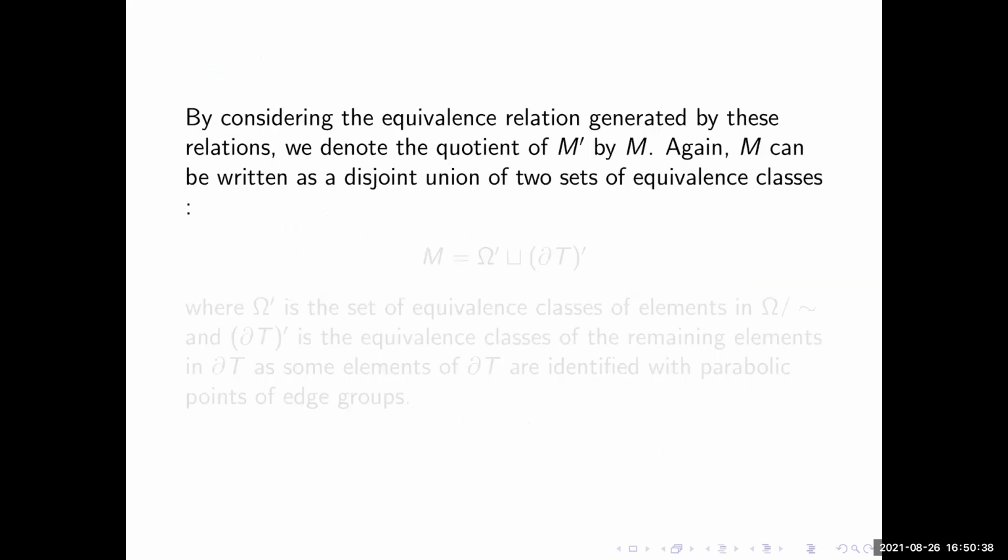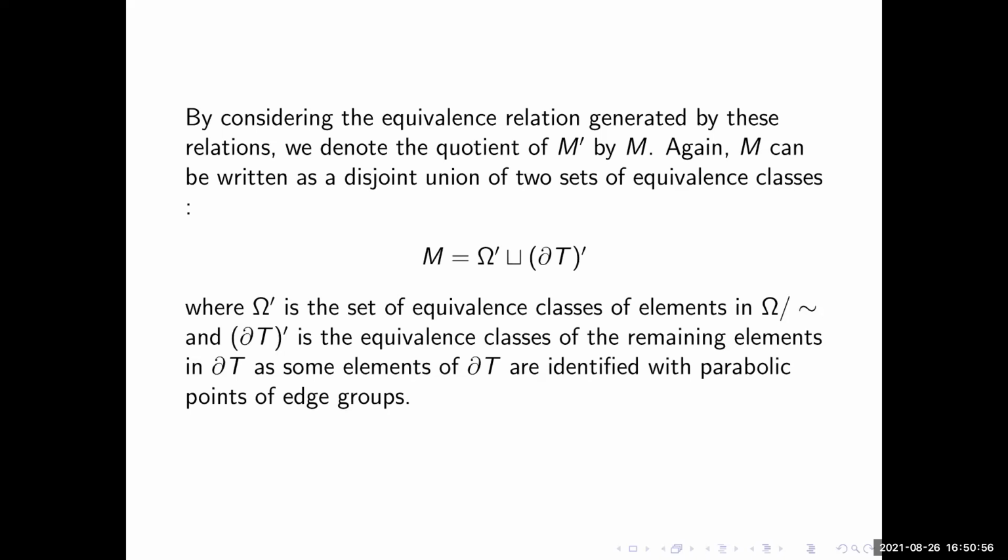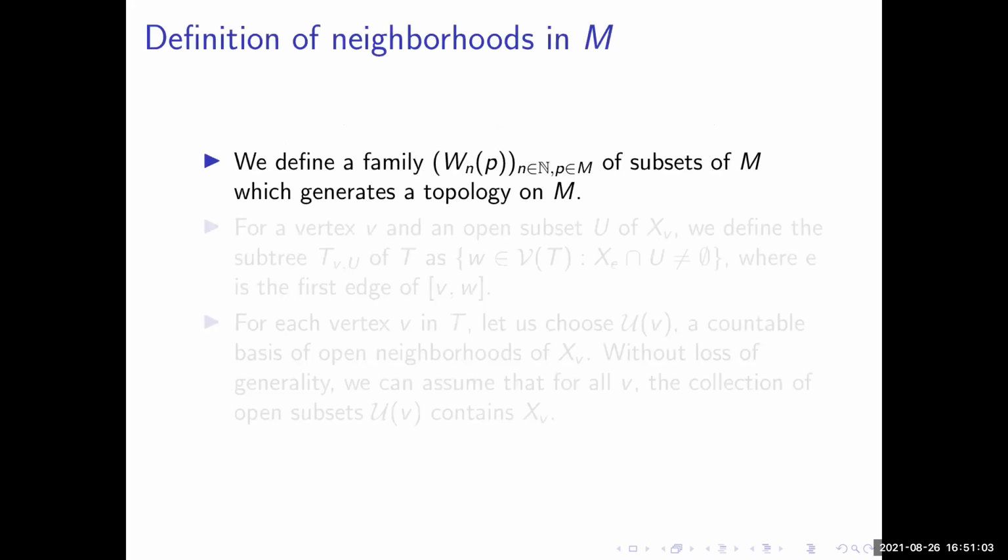So again we will have this set. So far we are dealing with sets. By considering the equivalence relation generated by these relations, we denote the quotient of M prime by M. So again it will be the disjoint union of the two things, omega prime and ∂T prime. So now this is our candidate set. And then we give the definition of neighborhoods, how we are going to define the topology on this set M.